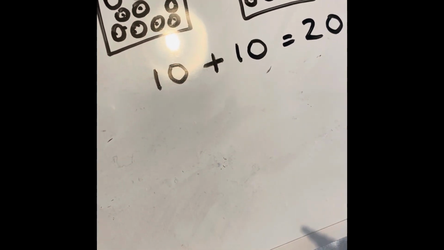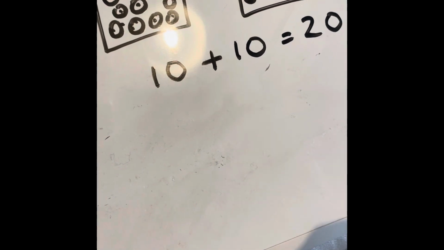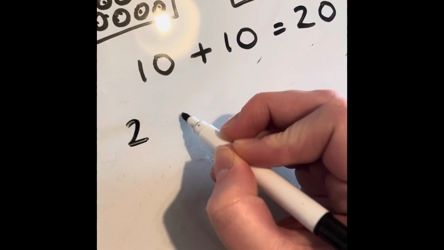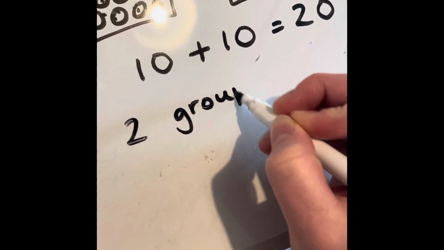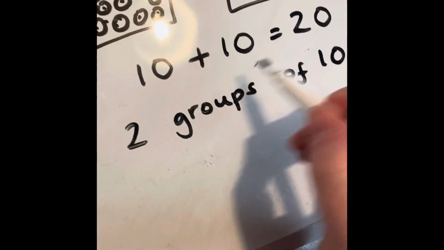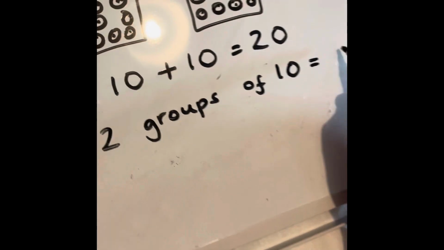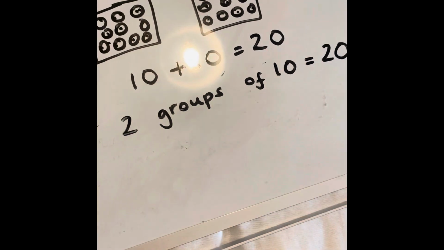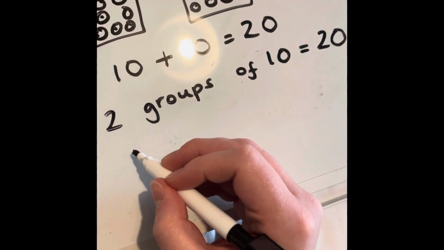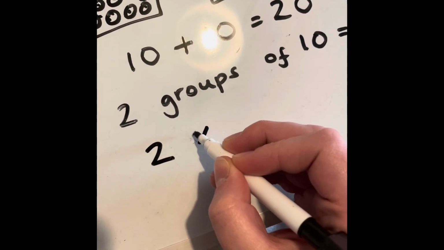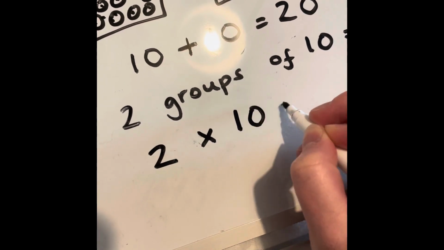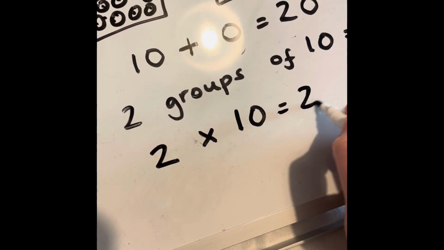But to use multiplication, first of all, we're going to think about how many groups there are. So there are 2 trays, so there are 2 groups of 10. And 2 groups of 10 is the same answer, which is 20. So 2 groups of 10 equal 20. But to write it in a bit of a quicker way, we write 2 times, which is multiplied, so 2 multiplied by 10 equals 20.